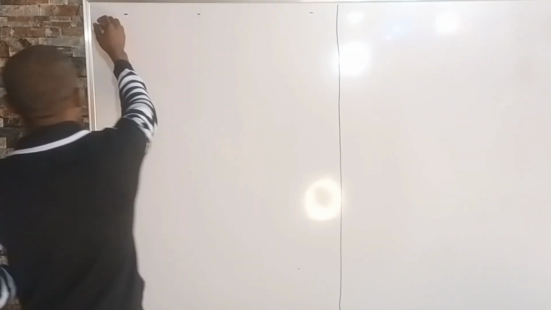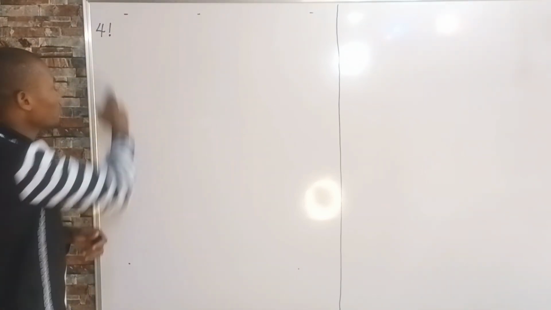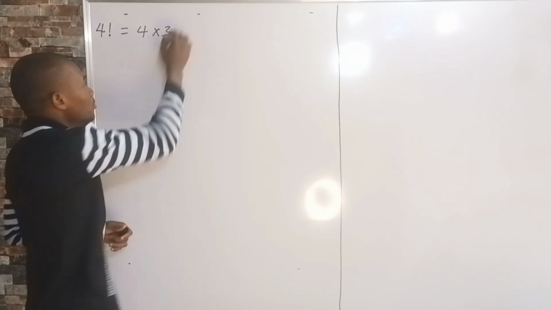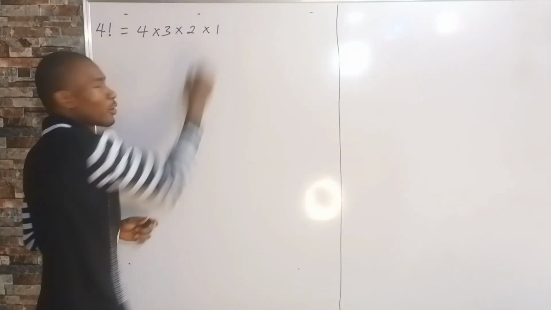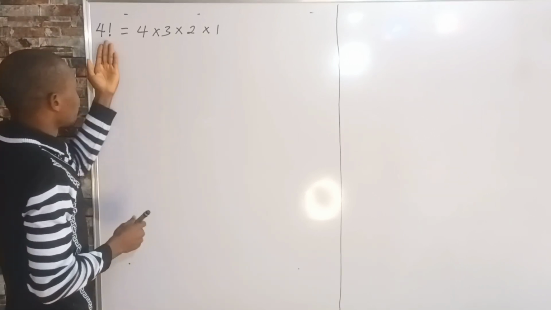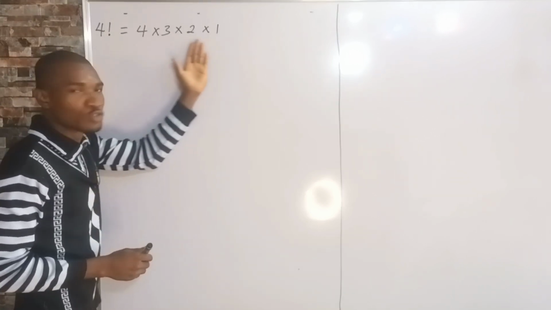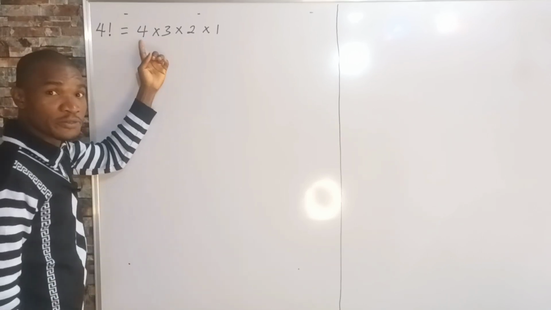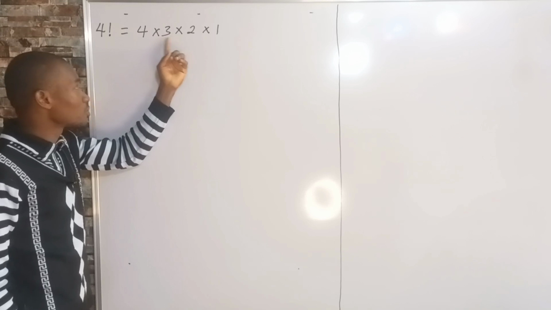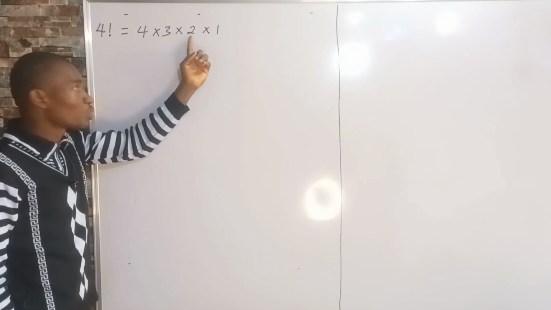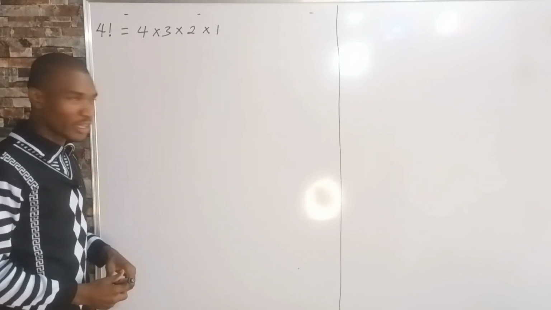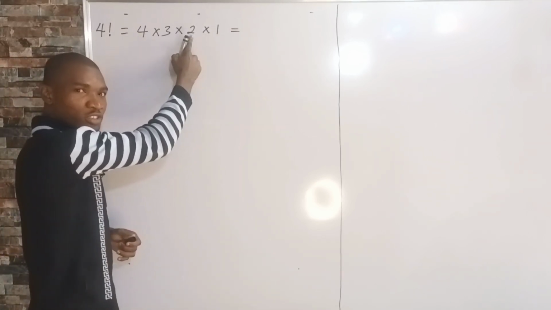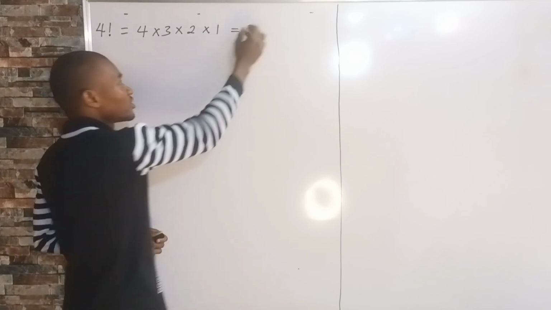Let's assume we have 4 factorial. 4 factorial implies 4 multiplied by 3, multiplied by 2, and multiplied by 1. As you can see, the 4 factorial, as it continues to progress, is reducing by 1. That means when you subtract 1 from 4, you have 3. When you subtract 1 from 3, you have 2. And when you subtract 1 from 2, you have 1. Okay? And that totals to 4 times 3 is 12. 12 times 2 is 24. And 24 times 1 is still 24.